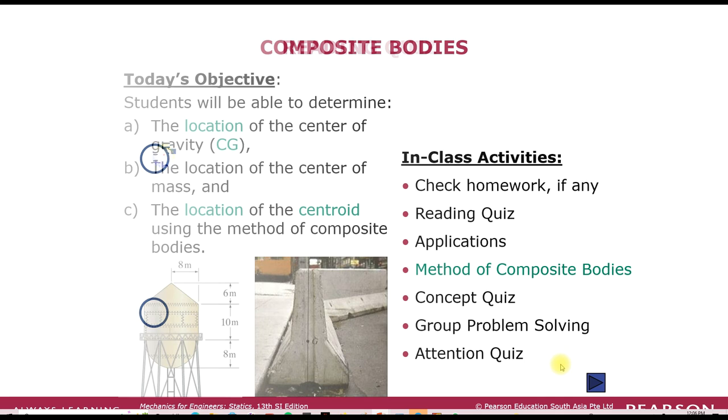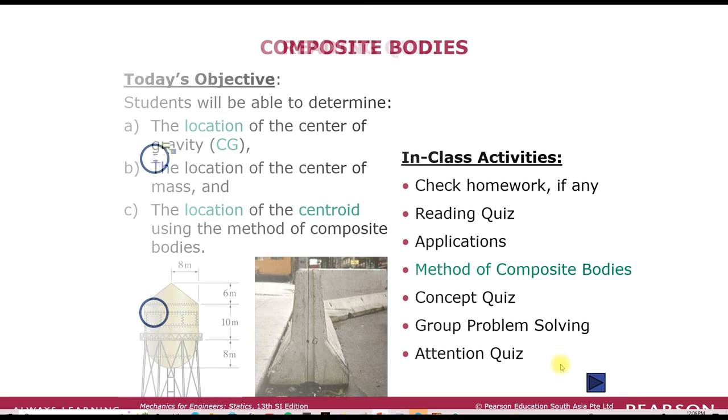This can be done here. Consider that each part is a particle. We treat each part here, part A, the hole B, the square, C, as a particle. Then we follow the procedure that I described in the previous slide. With this method, we can find the location of the centroid or center of gravity for the complex part of the structure.